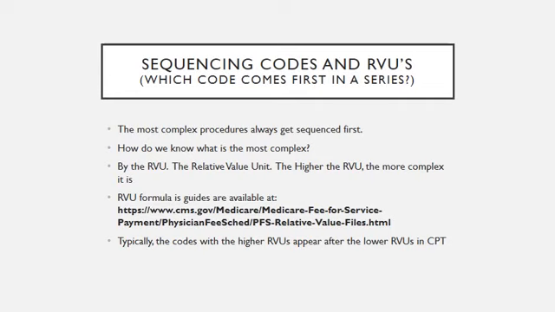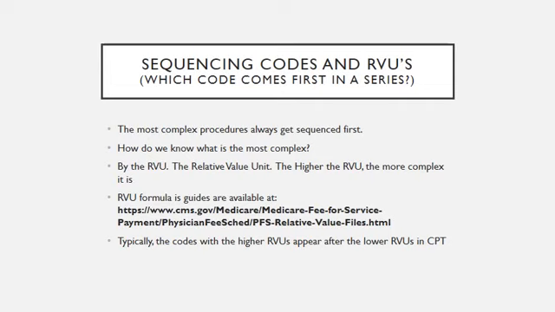So how do we know what's the most complex? By the RVU, of course. What is RVU? RVU is the relative value unit, and the higher the RVU, the more complex it is, and it's sequenced first. RVU formulas are produced by Medicare, CMS, and if you want to see where they are, you can find it at this web address on the screen.